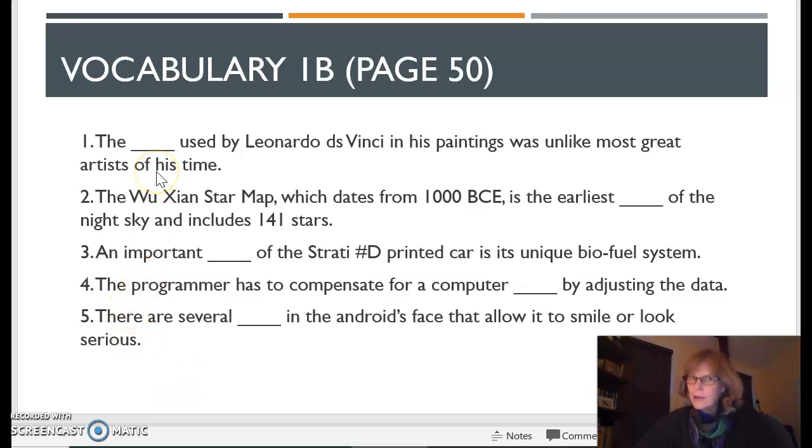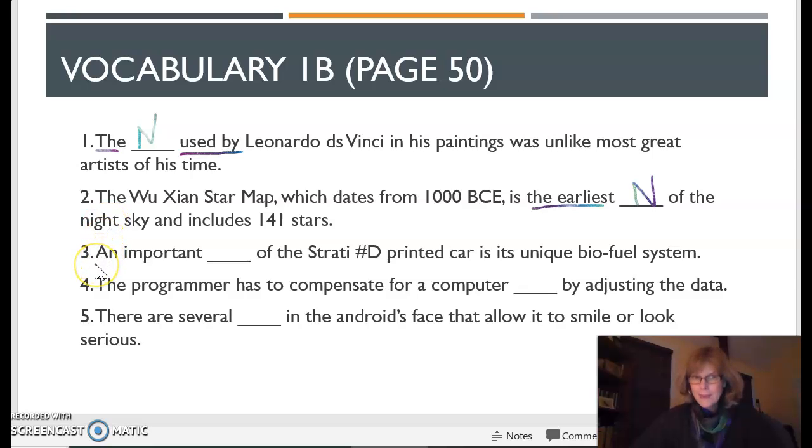The blank used by Leonardo da Vinci. As I see the verb is here, I'm going to guess I need a noun here. The word "the," a definite article, often comes before a noun. What about number 2? What part of speech is missing? I see it has "the earliest." Again, it's using "the" with an adjective, but I'm going to use another noun here, right? The earliest something of the night sky. Talking about the Wuxian star map.